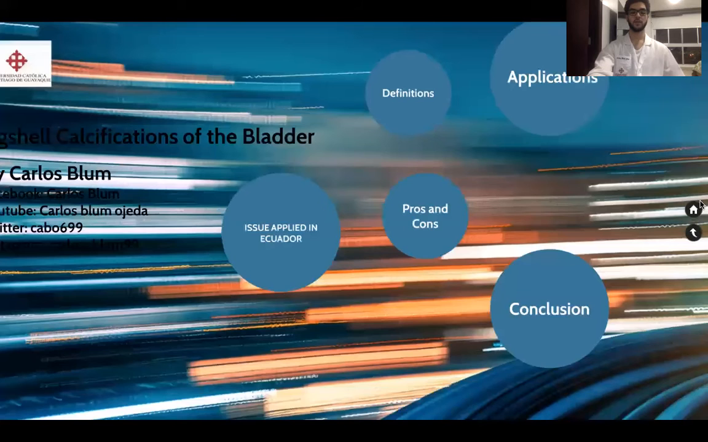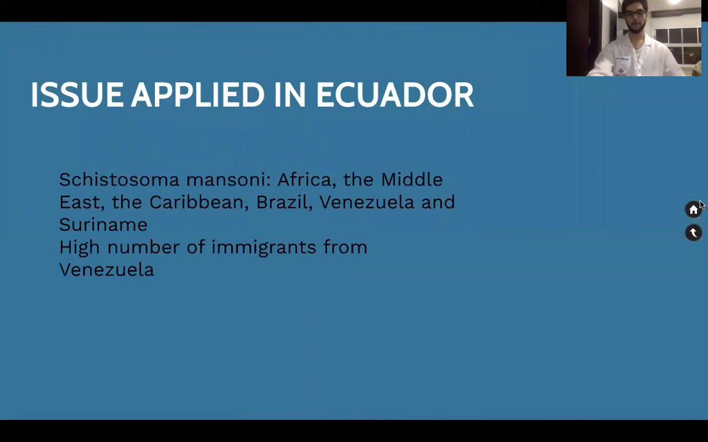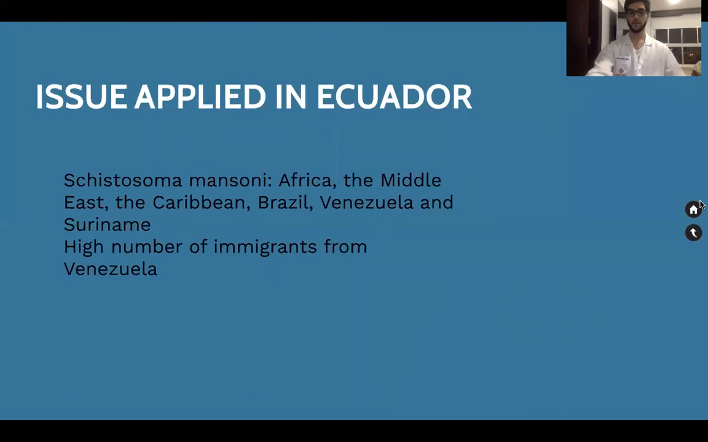Now, to understand how this may affect Ecuador: Schistosoma mansoni, which is a species of this parasite, is endemic to Africa, the Middle East, the Caribbean, Brazil, Venezuela, and Suriname. As we know, recently there has been a high number of immigrants from Venezuela. So if some of them are infected by this parasite, which is endemic to their country, that may cause infections in people from Ecuador.